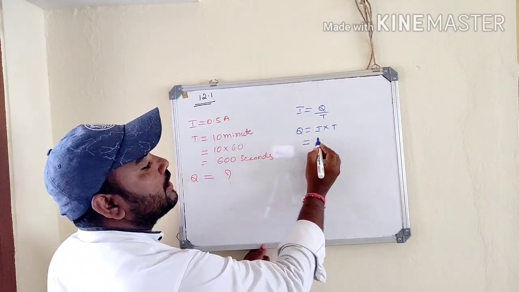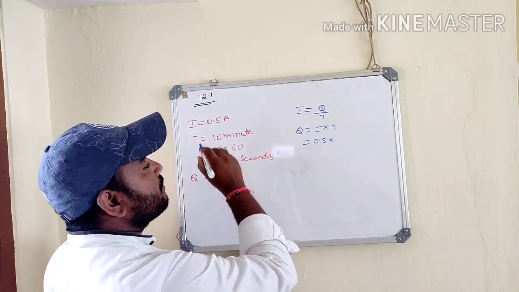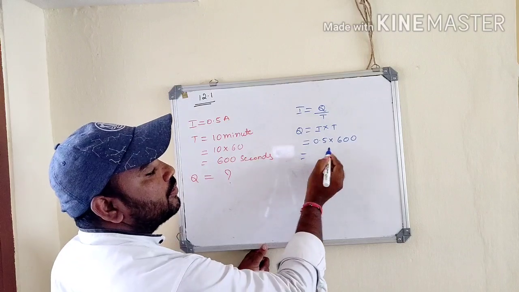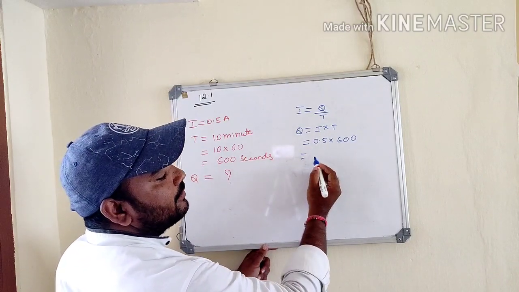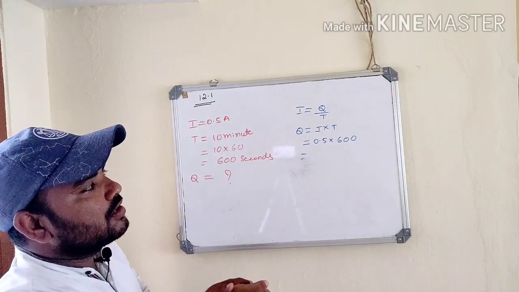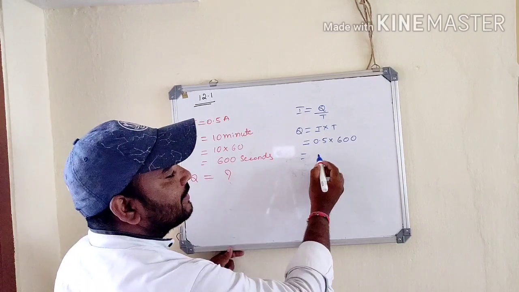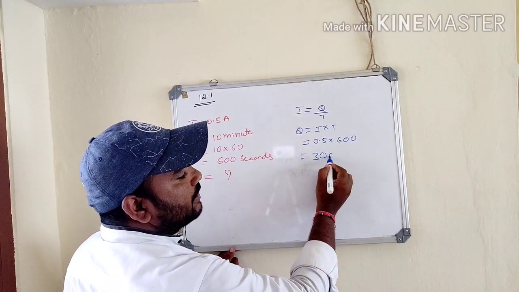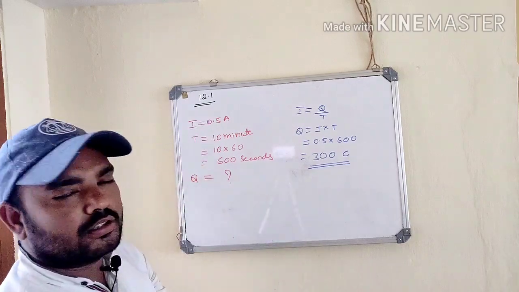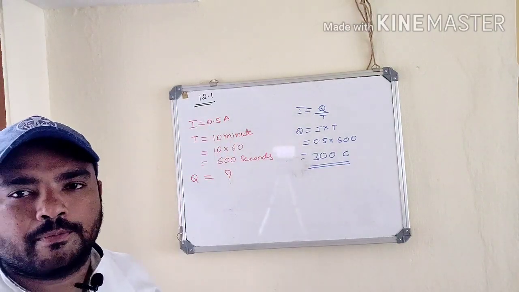Then what is the value of I? He mentioned 0.5 ampere. So 0.5 ampere into the time, which is 600 seconds. 5 6 are 30, so it is 300 coulomb, because the SI unit of charge is coulomb. After one decimal, we give 300 coulomb of charge flowing through the conductor when the current of 0.5 ampere is flowing.